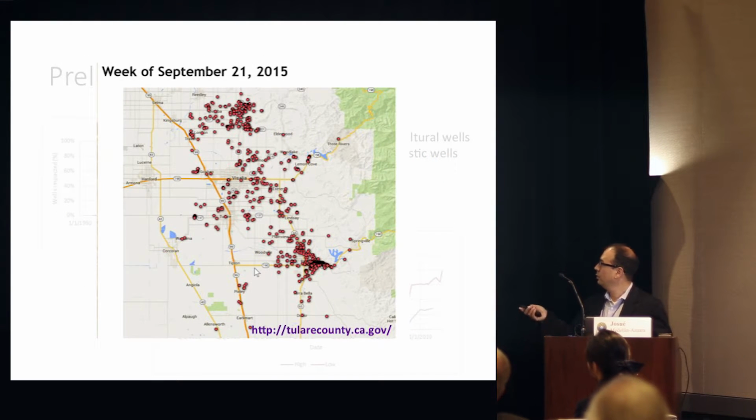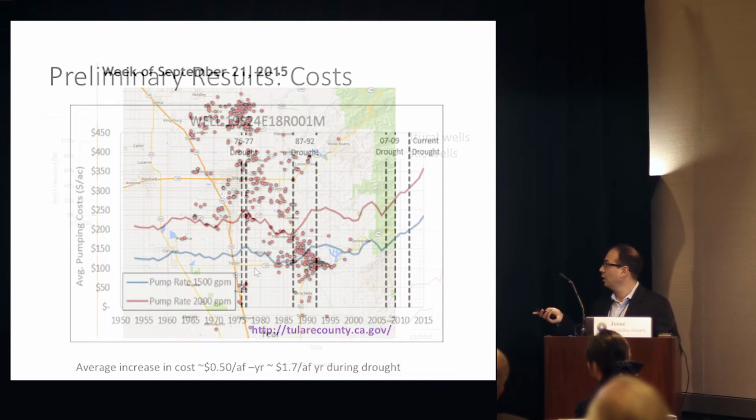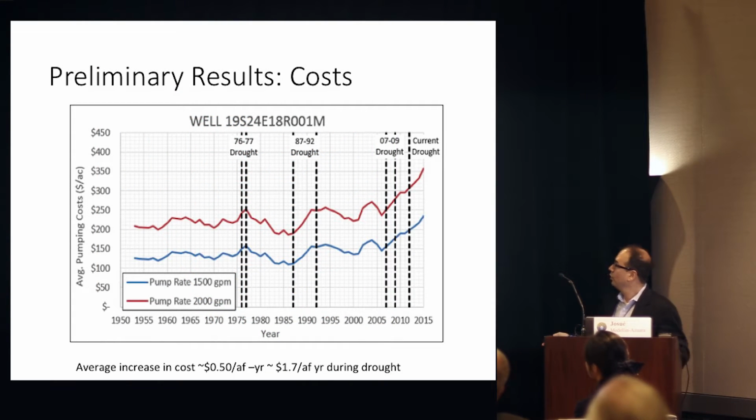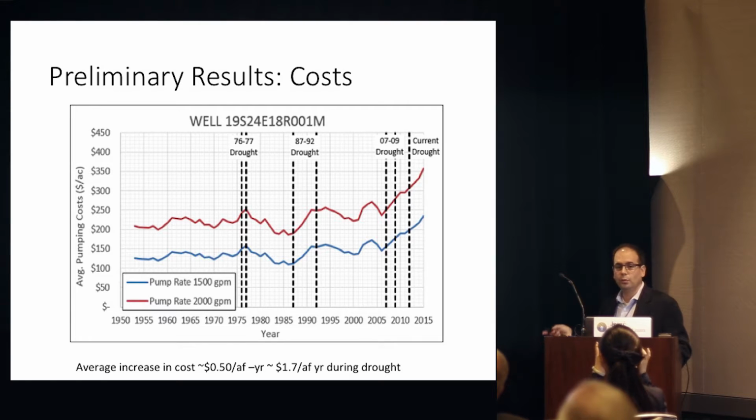This is confirmed by some of the records from Tulare County, where people in this area report some of the wells that go dry, and we are again analyzing how close these estimates are to this. So in terms of cost, we have an average increase in cost of about $0.50 an acre-foot, and during drought, this slope in the cost is much steeper.